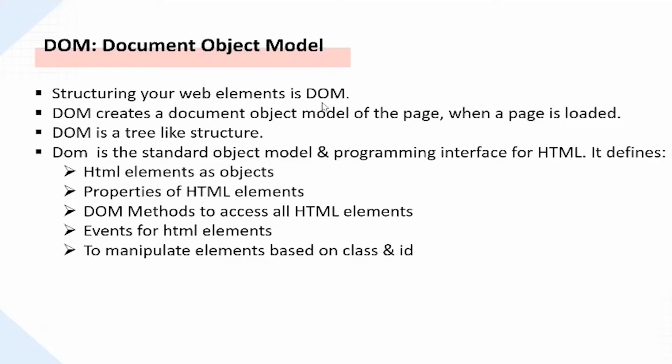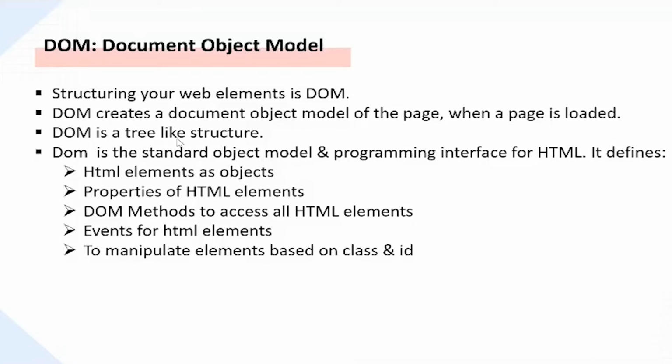Now DOM creates a document object model of the page. That means whenever HTML goes into the browser, an HTML DOM is created, and DOM is nothing but a tree-like structure. So they are implementing a tree data structure. Whatever elements that you see, they are implemented in the form of a tree-like structure. Physically, you cannot see it, but in a browser, a tree-like structure is created. So DOM creates a document object model of the page when a page is loaded.